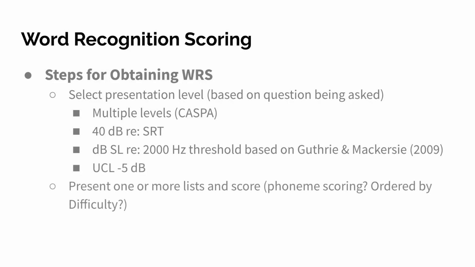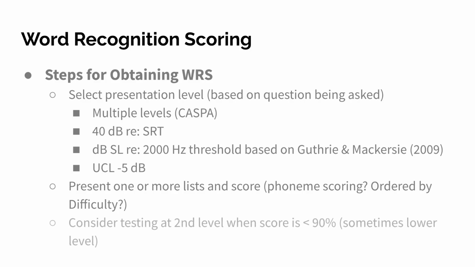Present one or more lists and score. You can use phoneme scoring if you want. You can use ordered by difficulty whole word scoring if you want. Those are just options available to you, but they're not the most common methods. Consider testing at a second level when the score is less than 90%, sometimes at a lower level, because we know that rollover can occur even in normal cochlear ears because of neural presbycusis.